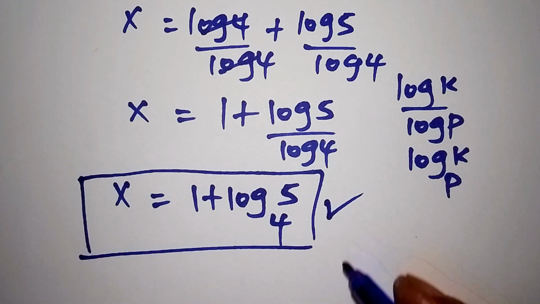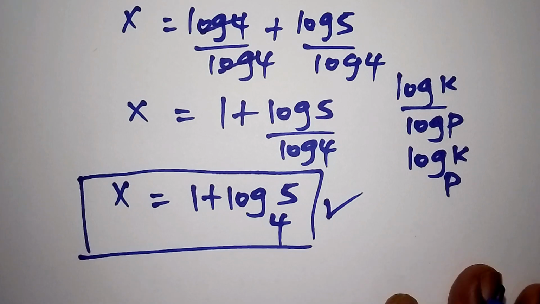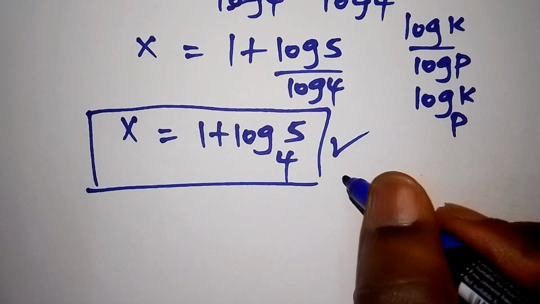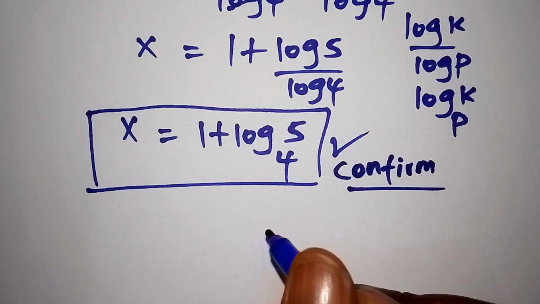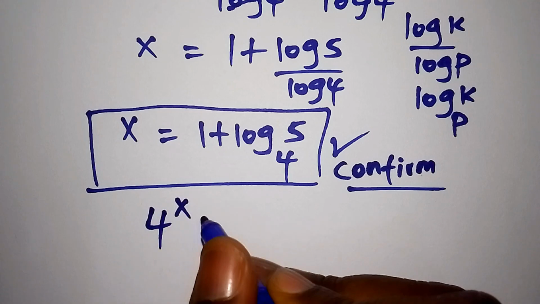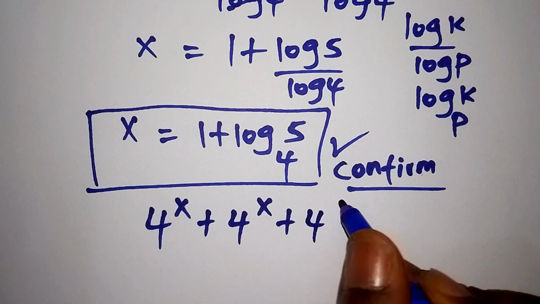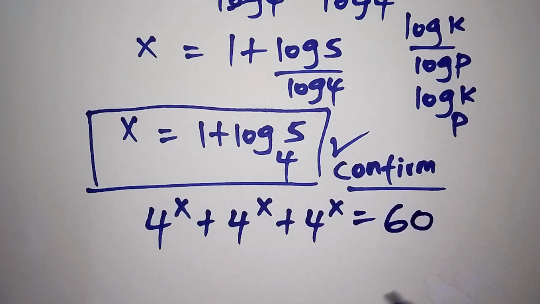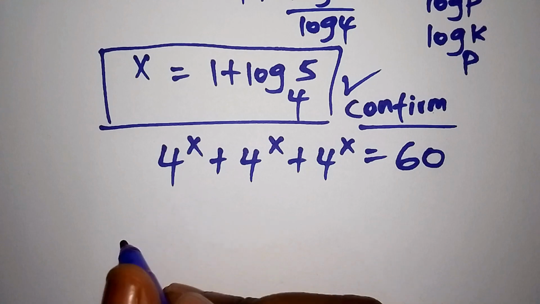So I believe you got something like this. If you don't believe, let's try to work it out and confirm if this answer is correct. So on confirming this maths problem, we had our problem, which was 4 to the power of x, plus 4 to the power of x, again plus 4 to the power of x is equals to 60. So instead of putting the value for x, we shall put the answer that we got in this case.